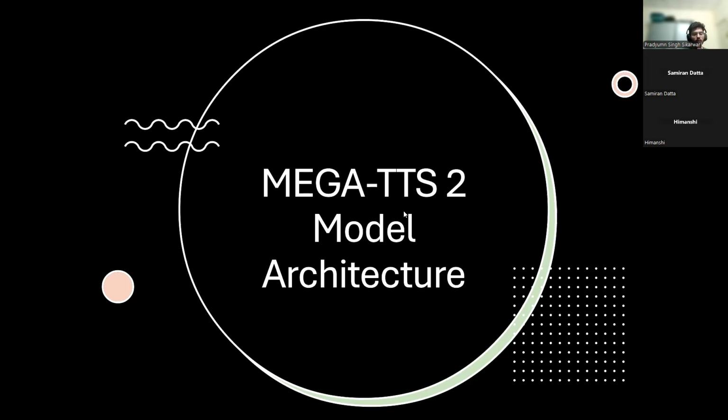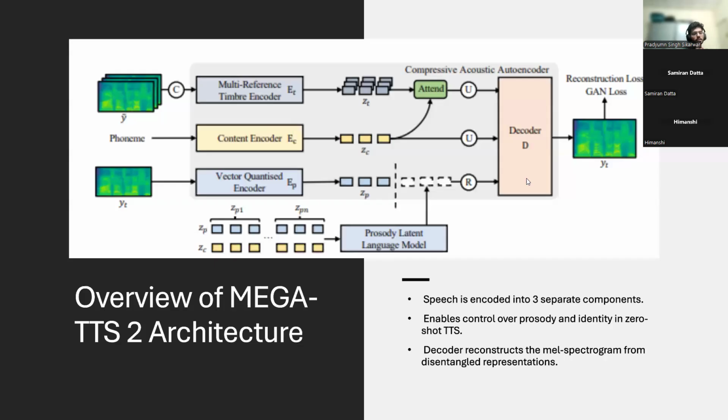To do this well, Mega-TTS 2 separates the speech, and that is how it approaches the problem. I would like to go to the next slide, which will explain the whole architecture of the model. As you can see in this diagram, we have the whole architecture presented as an image. In this, you can see that there are three different sections: one is ZC, another one is ZT, and the third one is ZP.